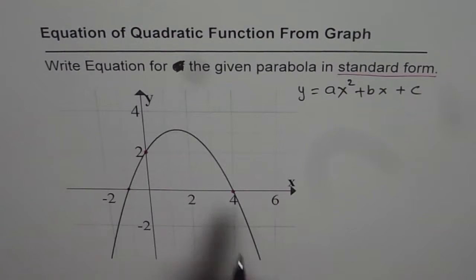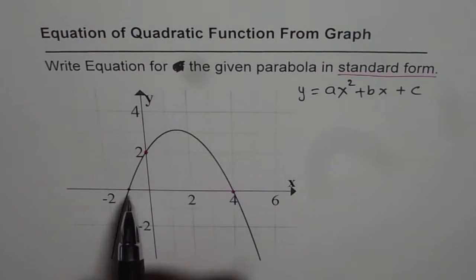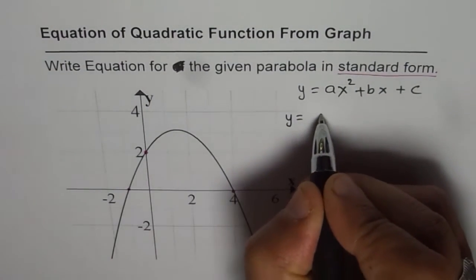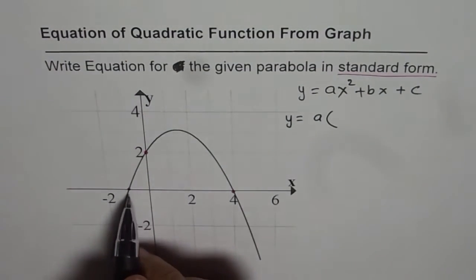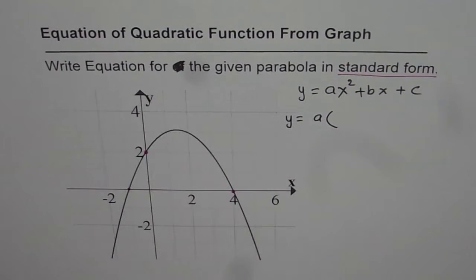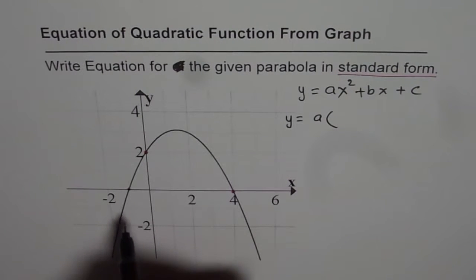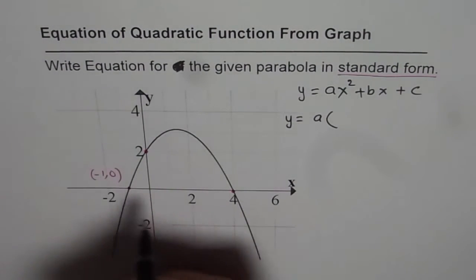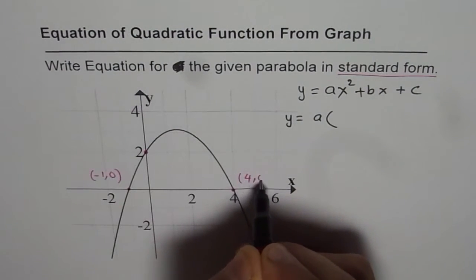The other way is, since we know the x-intercepts, we can write the equation in intercept form and then expand it. So we'll adopt the second method. I'll write down the equation in intercept form: y equals a times, and let me write down the coordinates of the x-intercepts. The first coordinate here is at minus 1, 0. The other one is at 4, 0.